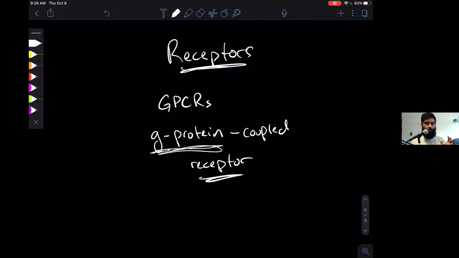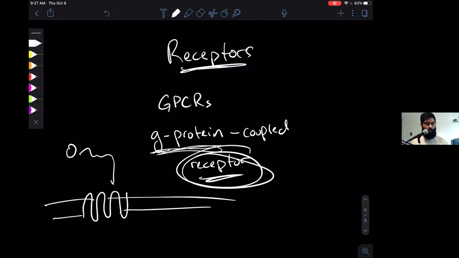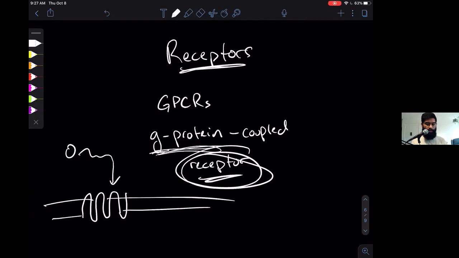G comes from guanine, which is irrelevant. This is also called the 7-transmembrane receptor, because the receptor has 7 transmembrane domains, meaning it crosses through the membrane 1, 2, 3, 4, 5, 6, 7 times. Again, it's a GPCR. All you need to know is that it's a receptor. A signal comes around and attaches on here, and then this receptor will tell the inside to do something.